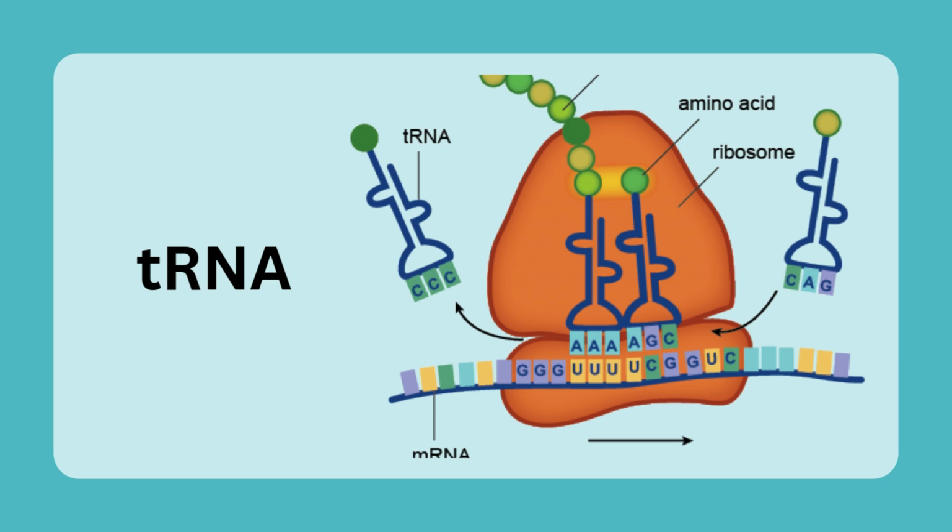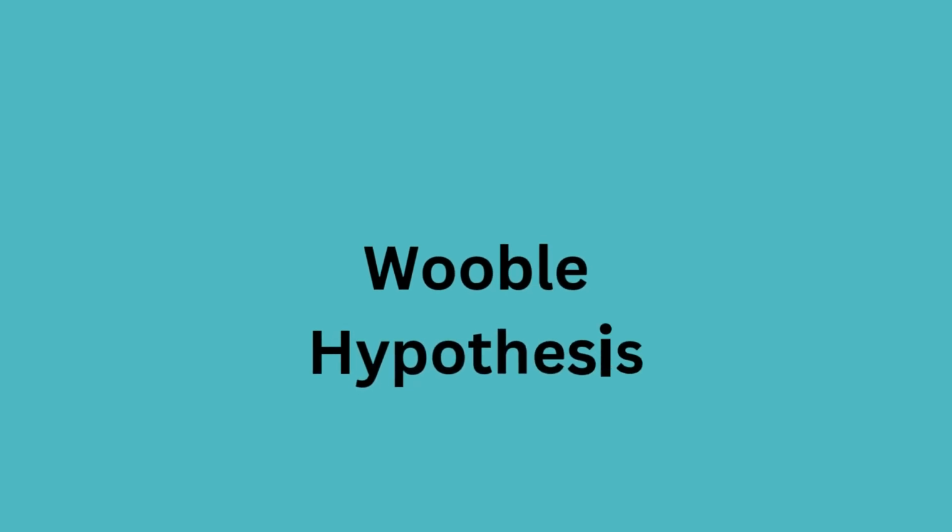Now there are 20 amino acids, 64 codons and 45 types of tRNA in humans. So why? 64 codons means multiple codons can code for a single amino acid. That's why there are 64 codons but 20 amino acids. But 45 types of tRNA, that's because of the Wobble hypothesis. It's a phenomenon where tRNA can recognize multiple codons. Wobble means one tRNA can fit multiple codons.